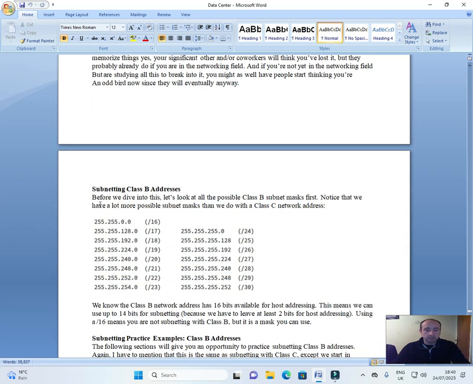Subnetting Class B addresses. Before we dive into this, let's look at the possible Class B subnet masks first. Notice that we have a lot more possible subnet masks than we do with a Class C network address.